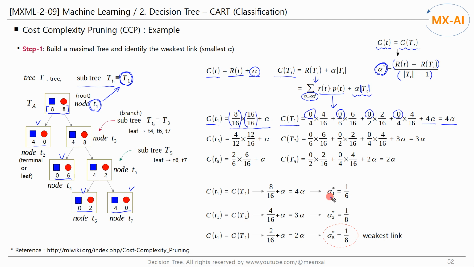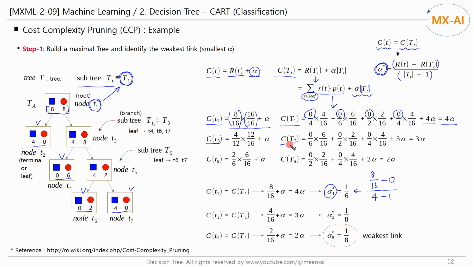Now, using these results, we compute alpha star for T1. The number of leaf nodes is 4. The error at node T1 is 8 out of 16. And the error of the subtree is 0. So alpha star for T1 is 1/6.